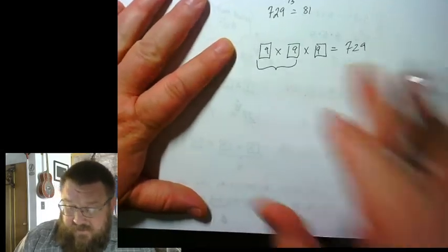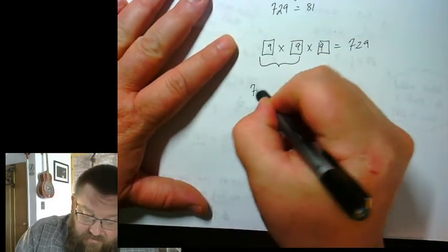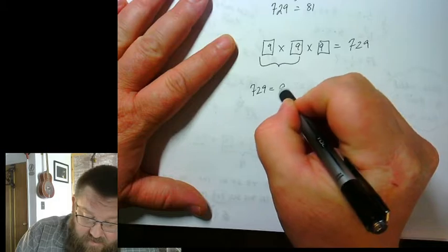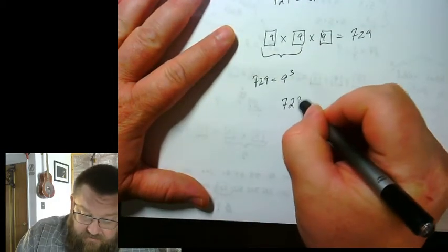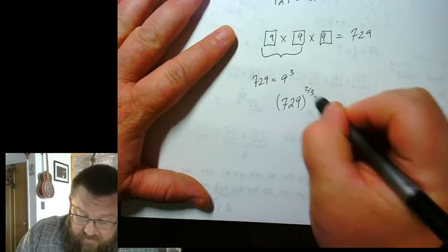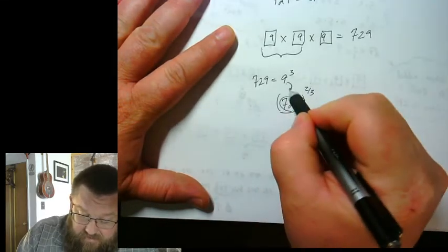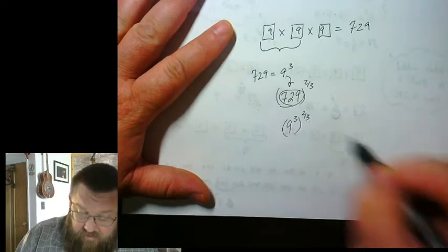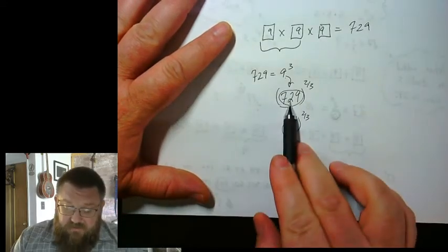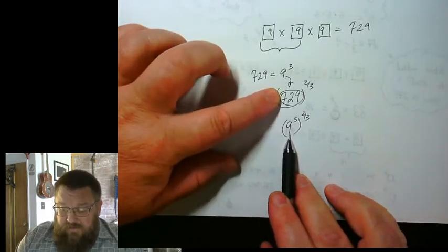Watch, check this out. This is going to be our last thing. We know that 729 is 9 cubed. So then, if I took 729 to the 2/3 power, I can substitute that number right there, because those are equal. Do you see what I did there? I took 729 and made it 9 cubed, because they're the same.